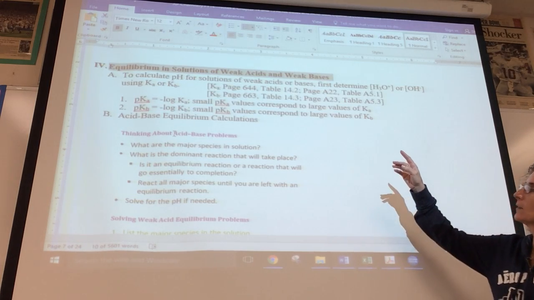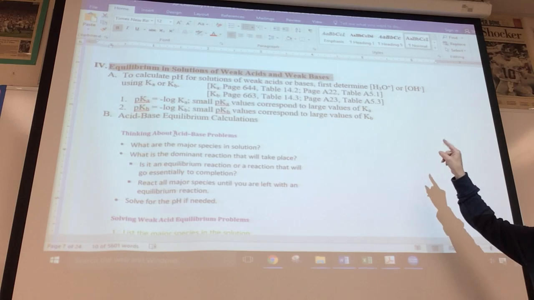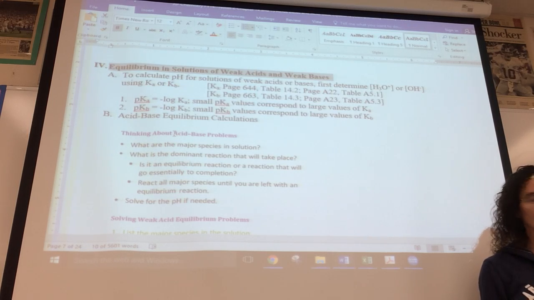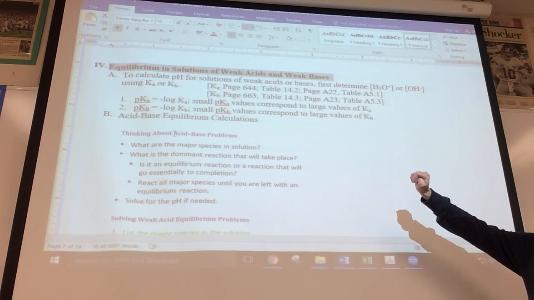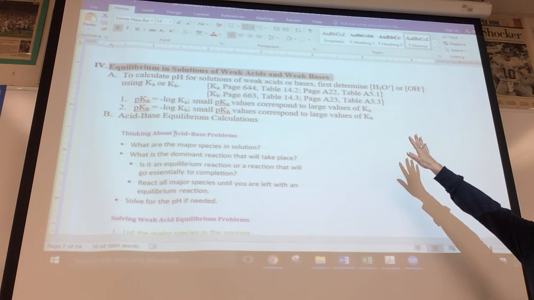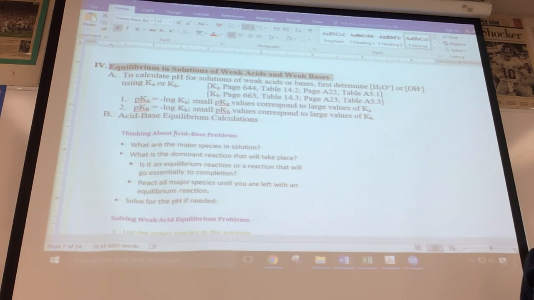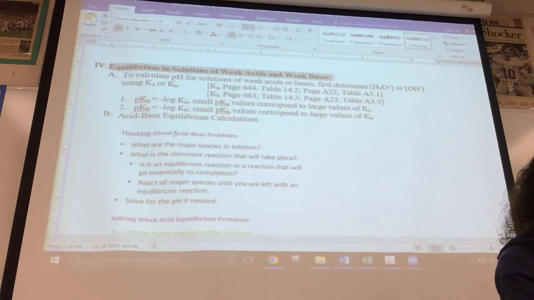As I indicated previously, those Ka or Kb values are in your textbook, either on 644 or 663. There also are some tables in the appendices at the back of the book, so that's where you'll find everything there. Alternatively, you can go online and print out a table if it's easier for you. If you want me to find one, I can post it to Edline. pKa is going to be negative log of Ka. Very large values of Ka will have small pKa values. Same thing for Kb and pKb. We'll come back to pKa and pKb when we get to Henderson-Hasselbalch.